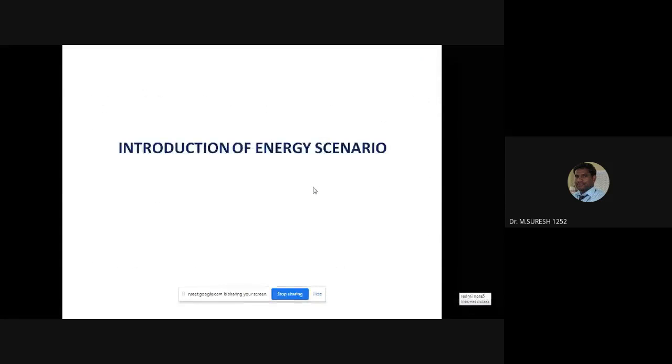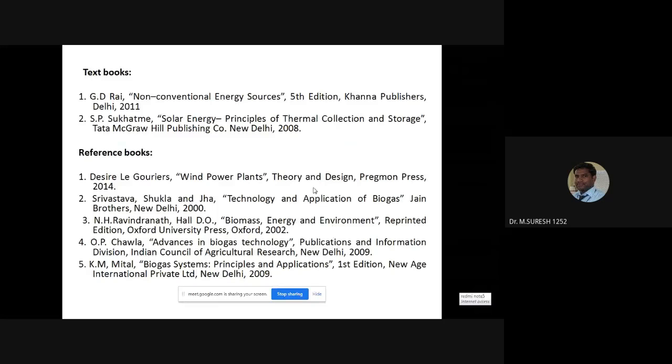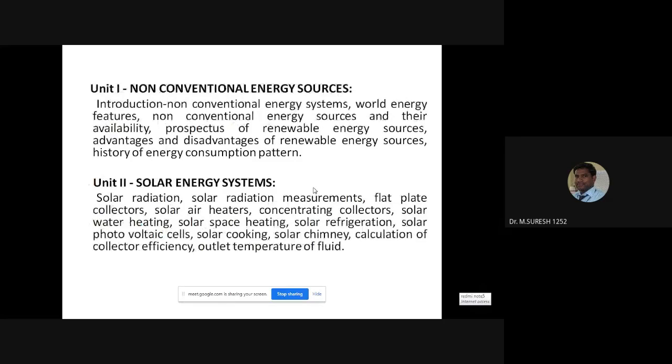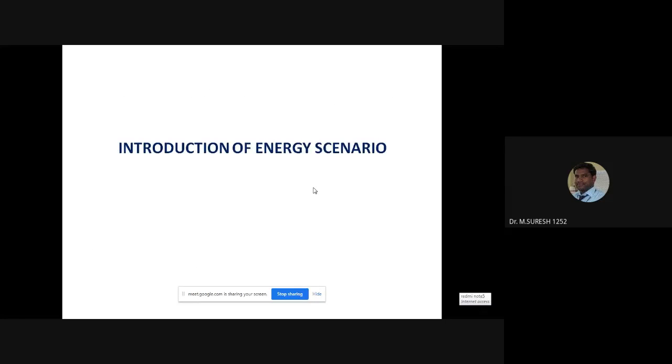So today we are going to start Unit 1, non-conventional energy sources, and yesterday we gave some idea about energy sources, and why we are going to use non-conventional energy sources compared to conventional energy systems. In the first unit we are going to elaborately discuss the introduction of energy scenario, what we mean by energy, what non-conventional and conventional energy are, the types of available non-conventional and conventional energy, the advantages of using non-conventional energy, and the difference between conventional and non-conventional energy.